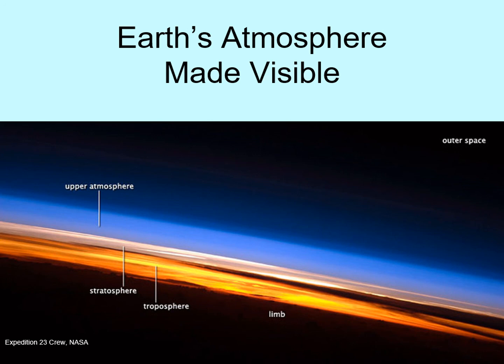Just above it is the stratosphere, and above is the gradually thinning gas of the thermosphere and exosphere. Notice that it's hard to see a clear edge to the upper atmosphere. It simply fades smoothly into space.